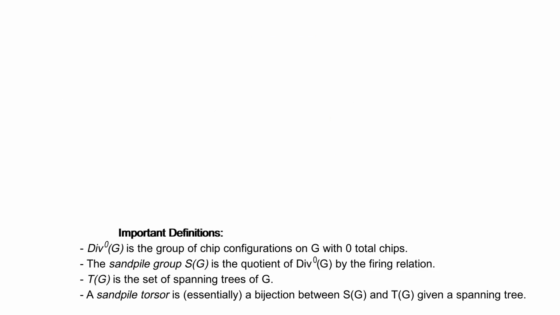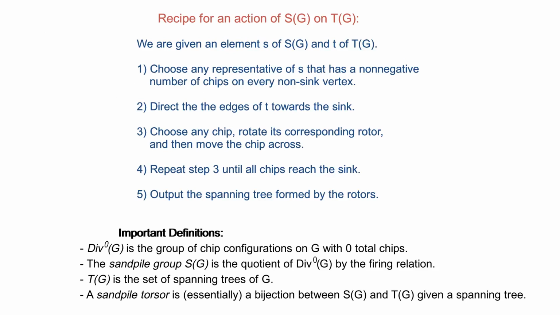A vertex firing is just like a rotor spinning all the way around. We now have defined a group action of S of G on T of G. First, we choose an appropriate representative. Then we direct the edges to get our rotors. Finally, we let the chips spin the rotors until they all reach the sink.